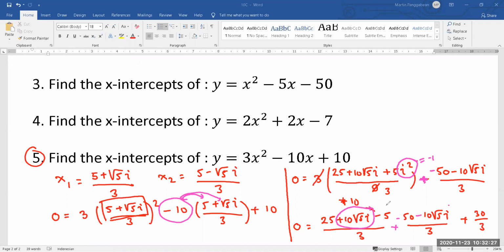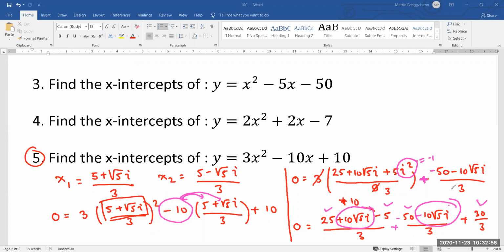So in the end, you'll get the feeling that since all of this is over 3, I will just solve it quickly. So it is done, it is eliminated, right? And then 25 minus 5, it is 20. 20 plus 30 is 50. 50 minus 50 is 0. 0 over 3. So in the end, it is 0 equals 0.